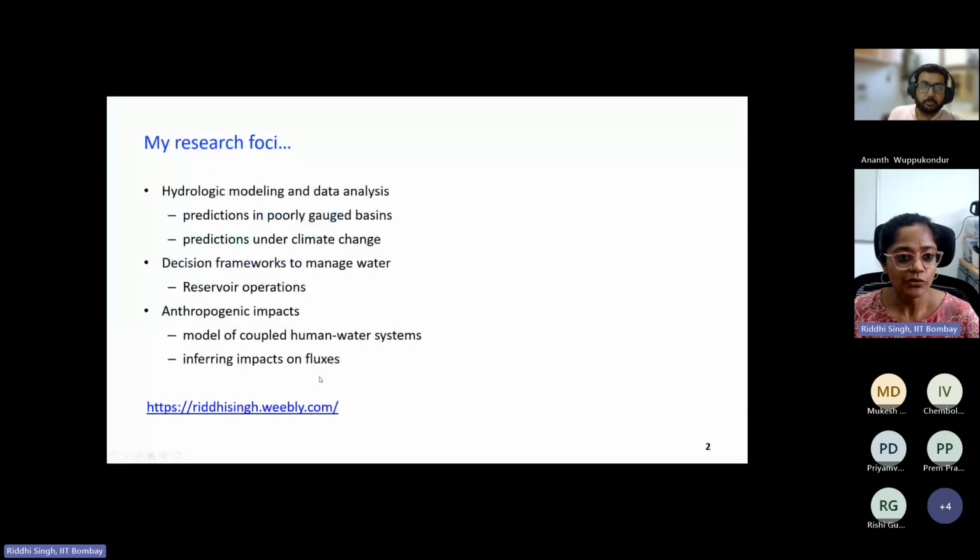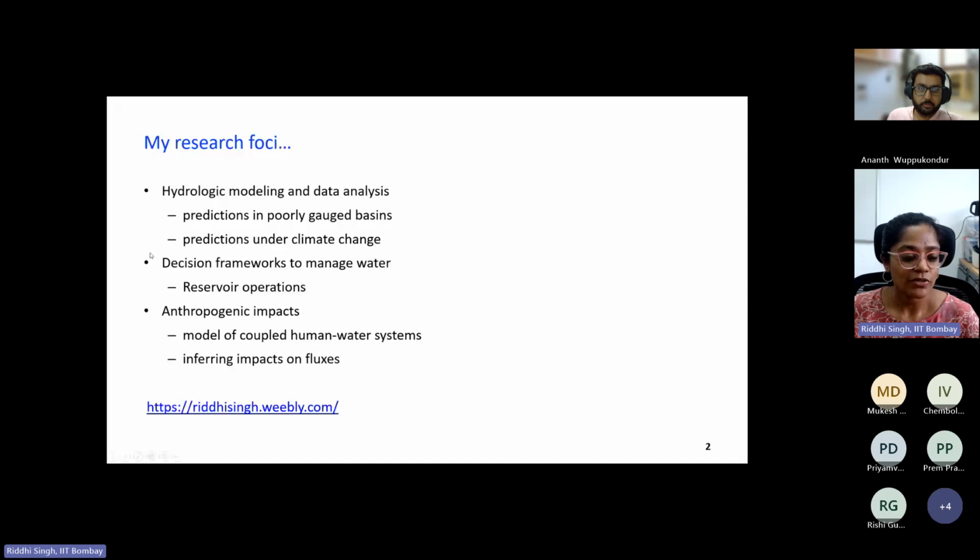Broadly, what I do has two, three foci. So first is I've been trained as a hydrologic modeler. My PhD was in rainfall runoff models and their improvement under changing climate, and also in predictions in poorly gauged basins. Although my portfolio has evolved since my PhD, I still do some work in this area.